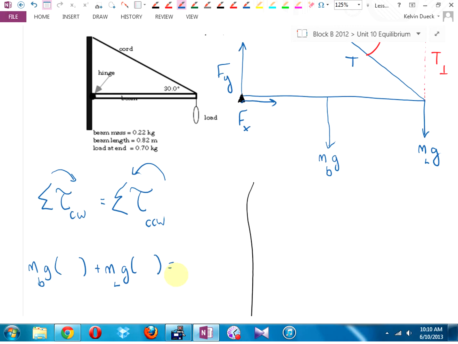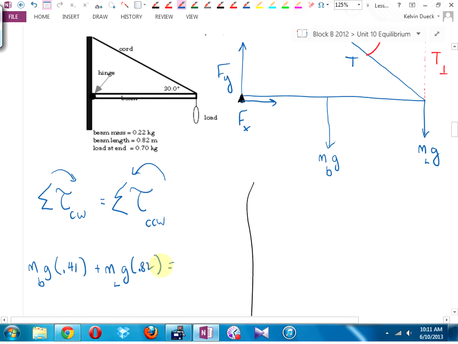How far is the mass of the beam's center of mass from the pivot point? Well, how long is the beam? 0.82. So where's the center of mass going to be? 0.41. And how far is the mass of the load from the pivot point? I want the distance from the pivot. 0.82. It's on the end of the beam.